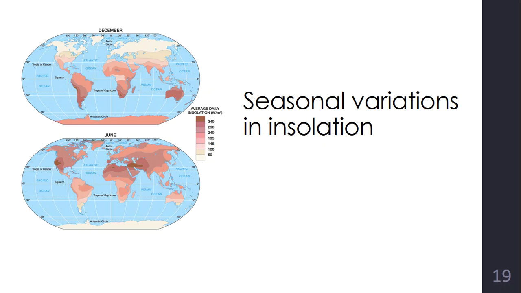And we also have seasonal variations in insolation. We talked about the reasons for the seasons in previous chapters, right? But generally speaking, here is December average daily insolation, and here is June. The northern hemisphere here is having winter, so it has shorter days, getting less sunshine, getting less solar radiation, as opposed to in the summer, getting a lot more.